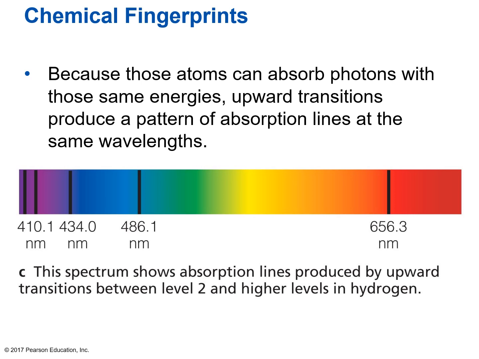Because those atoms can absorb photons with those same energies, upward transitions produce a pattern of absorption lines at the same wavelengths. So I've been talking for the past few minutes about when electrons go down from a high state to a low state. But remember, in order to get up to that high state, they had to jump up. And if you remember back to the energy in atoms video, how did they go up to begin with?